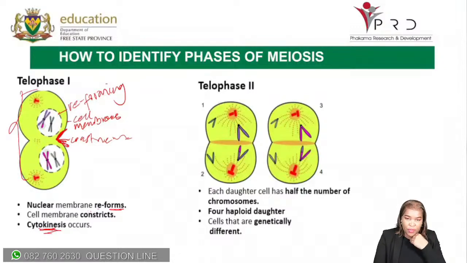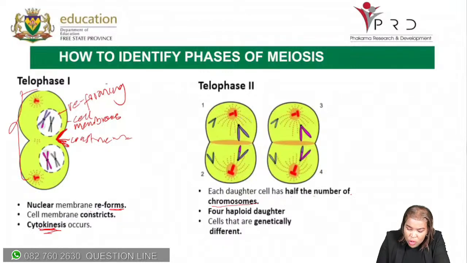What is happening at telophase 2? Because there were 2 cells, each daughter cell has half the number of chromosomes. So you check, how many chromosomes did we start with? We started with 1, 2, 3, 4. So now each cell must have 2. Do you see 2 in each? See, 2, 2, 2, 2.